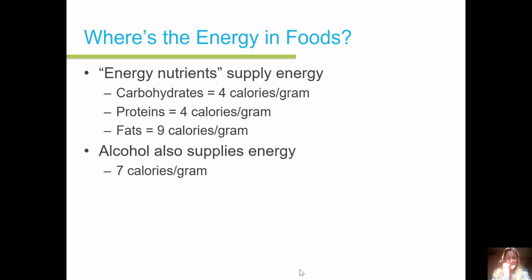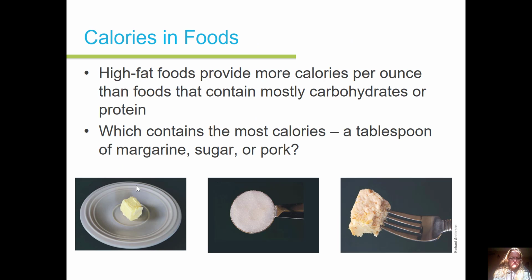Moving on, looking at energy in foods. So again, we have 3 energy yielding nutrients: carbs, protein, and fat. Remember, carbs and protein contain 4 calories per gram. Fat, on the other hand, contains 9. And there's one other nutrient that we consume that contains calories, and that is alcohol. Alcohol contains 7 calories per gram. So again, if we're trying to lose weight, we want to think about where we can eliminate calories, and if you're drinking a lot of alcohol, that's a great way to eliminate calories from your diet.